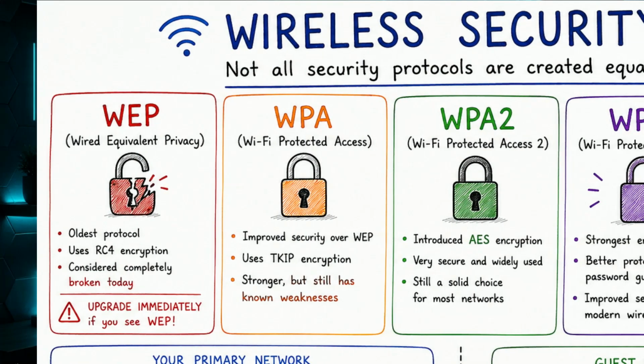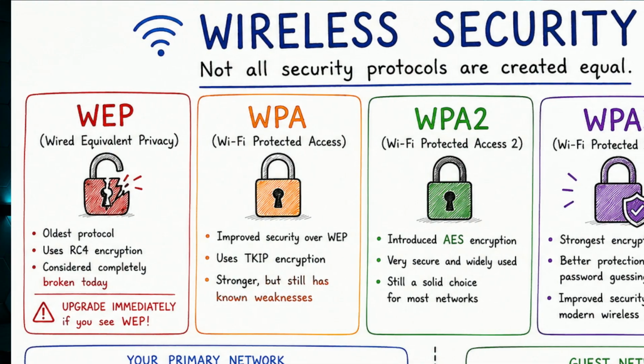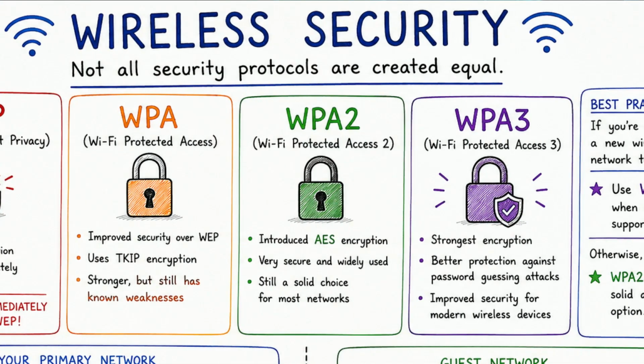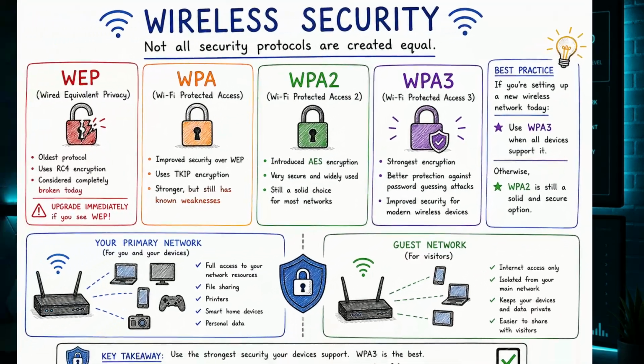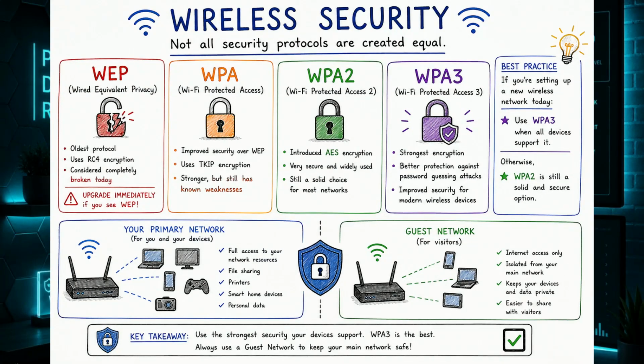After WEP came WPA. It improved security, but still relied heavily on TKIP encryption, which also has weaknesses. Next came WPA2. This introduced AES encryption, which remains very secure and is still widely used. Finally, we have WPA3, which provides stronger encryption, better protection against password guessing attacks, and improved security for modern wireless devices. If you're setting up a wireless network today, WPA3 is your best choice, whenever all of your devices support it. If some older devices don't support WPA3, WPA2 is still a very solid option.